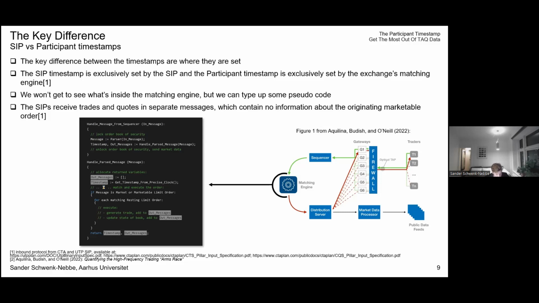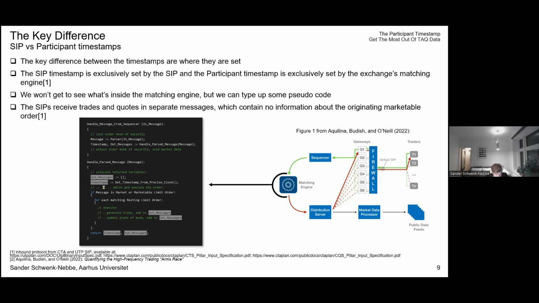The inbound protocol shows that the participant timestamp, and only that timestamp, is sent with each trade or quote update from the exchanges to the SIPs. The SIPs also report that they set the participant timestamp to 0 if they somehow set it. So to know something about the participant timestamp, we really need to know what the exchanges do in their matching engines. Unfortunately, it is more than unlikely that we would ever get access to their code.